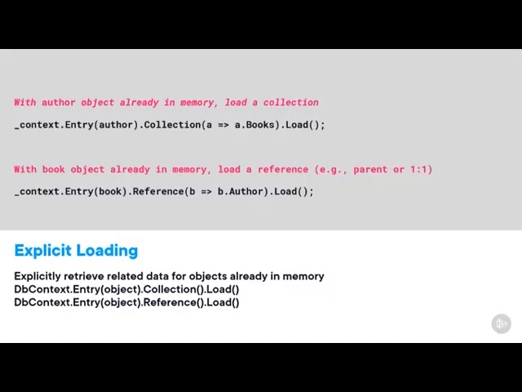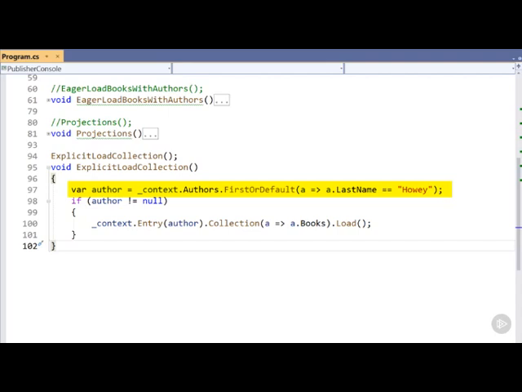One way is to do it explicitly through the context using the DbContext Entry method along with its Load method. You can pass in the object that you already have in memory and then tell the context to load either a collection property such as books or a reference property. For example, if you have a book and you want to get its author. I'll start by retrieving an author into memory. And once it's in memory, I can use the context Entry method, pass in that author object that I want to load from, then append the Collection method along with a lambda for that author's books property, and finally I'll execute that with the Load method.